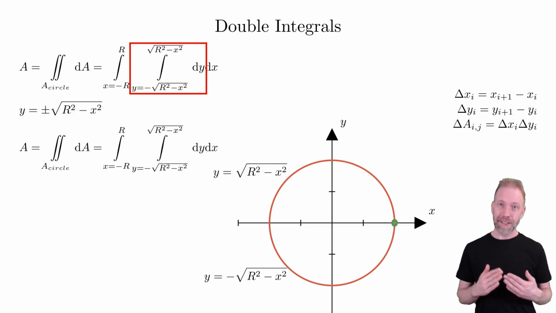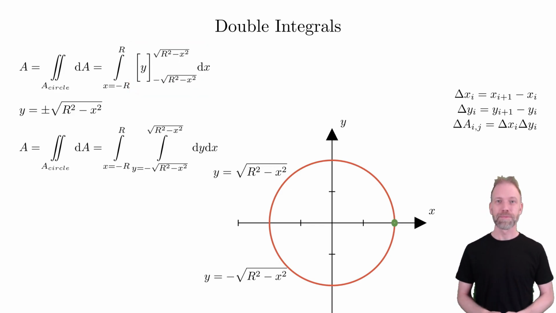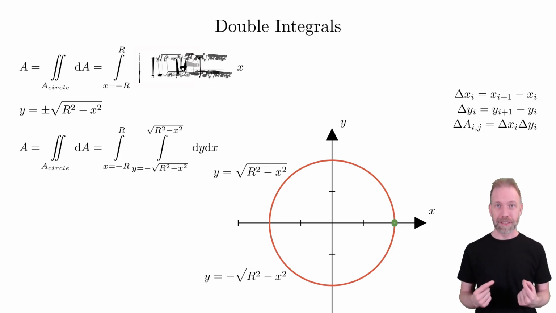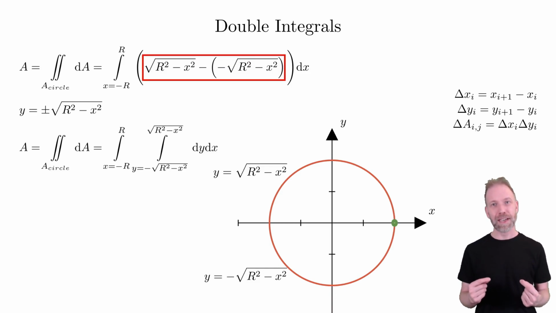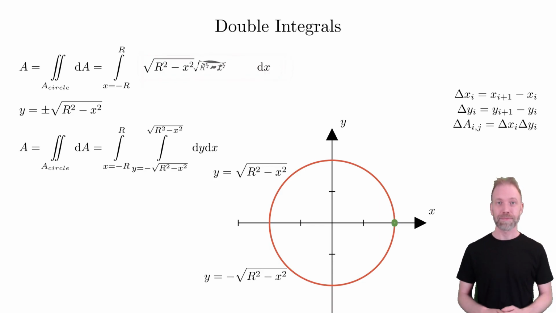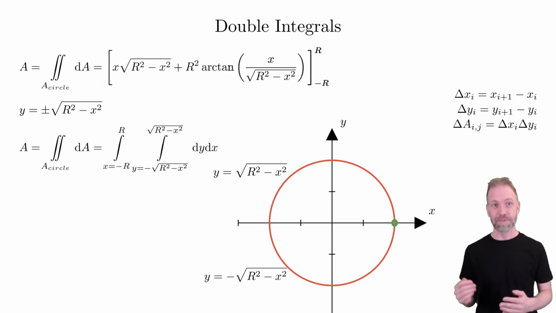Now solve the inner integral. The primitive function is just y. We can then insert our limits, which are the expressions for the curves. We can directly see that both terms are the same and write it as 2 times the expression instead. The primitive function for this one is not trivial, but here we can look it up in the table and find that it is the following.